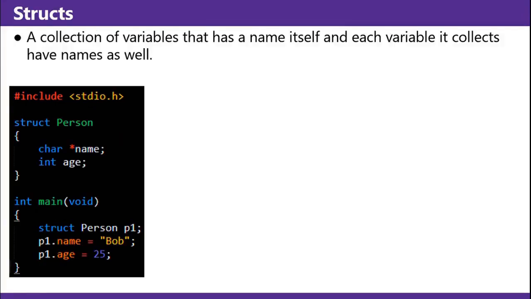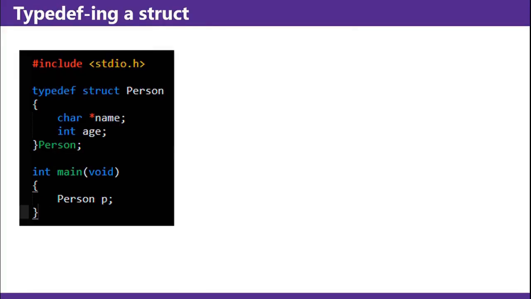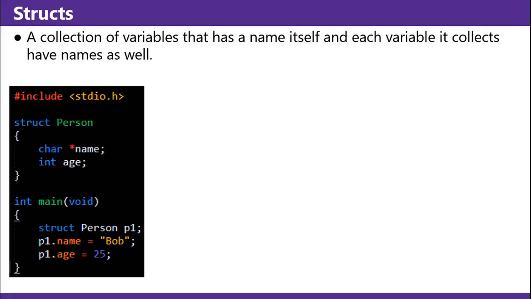Structs: a collection of variables that has a name itself, and each variable in the collection has a name as well. In this example, you have a person struct that has a char star name and an age, and then you're defining that in the main function so that the person has a name of Bob and an age of 25.